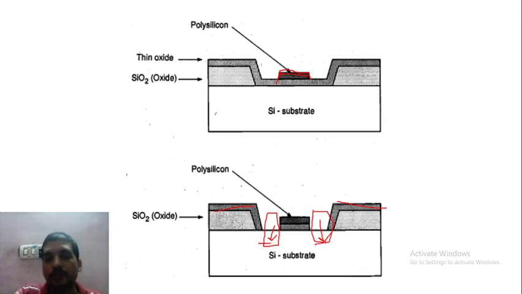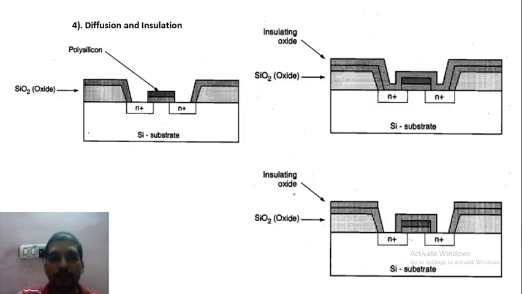Then next step will be what? To dope n regions here to form the NMOS, since gate is now patterned properly. To dope n regions here, we have two processes, either diffusion or ion implantation. The isolation is done with the help of these thin oxide and thick oxide. Now we dope the region n plus here and n plus here.